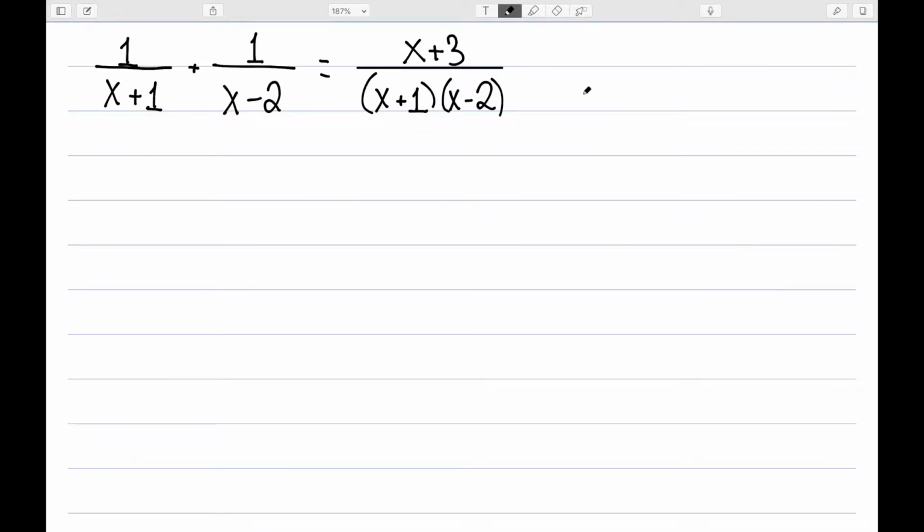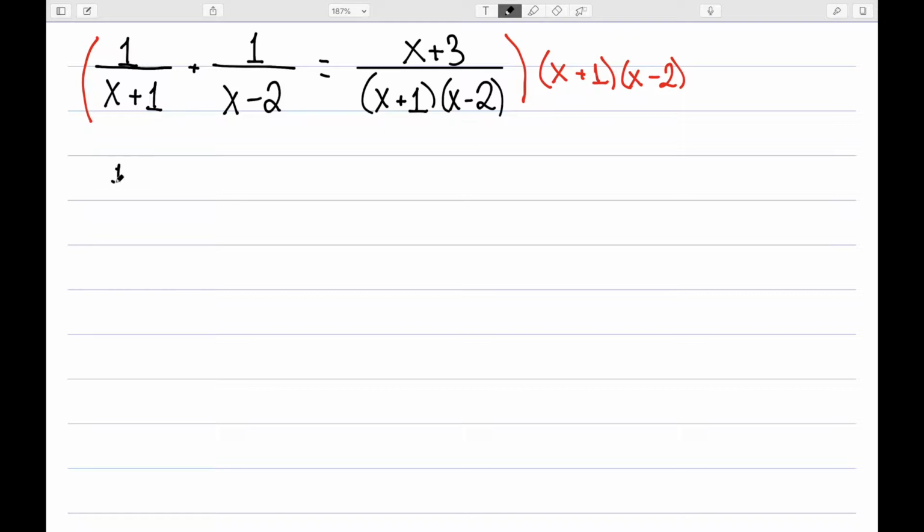Here's my first example, 1 over x plus 1 plus 1 over x minus 2 equal to x plus 3 over x plus 1 times x minus 2. Here are my denominators already factored, so I can skip my first step. And I want to multiply by my least common denominator. On the bottom, I have an x plus 1 and an x minus 2, so that would be my least common denominator.